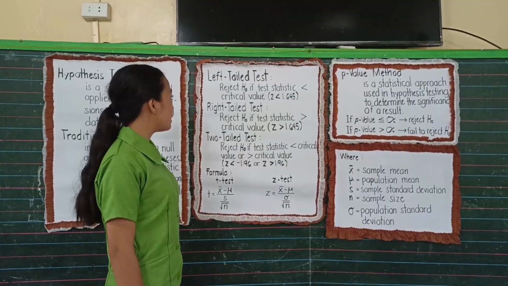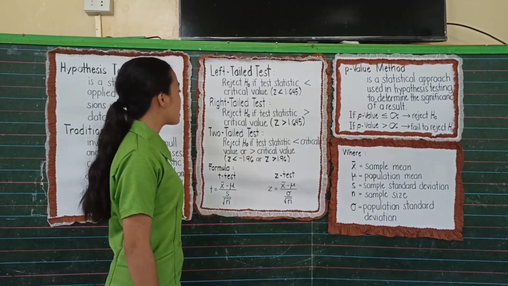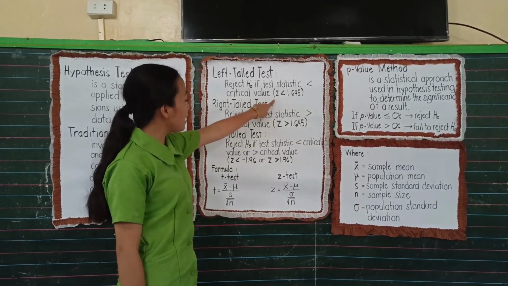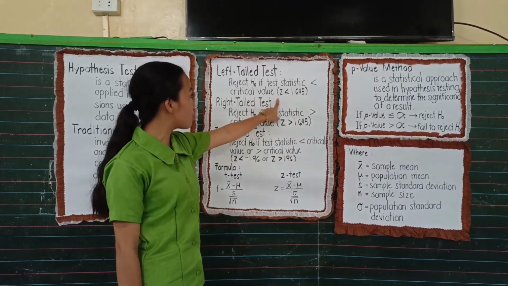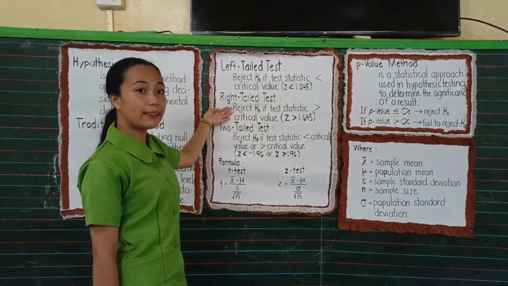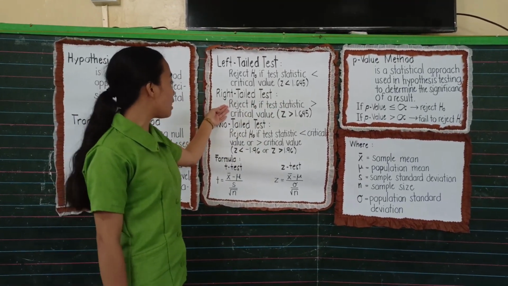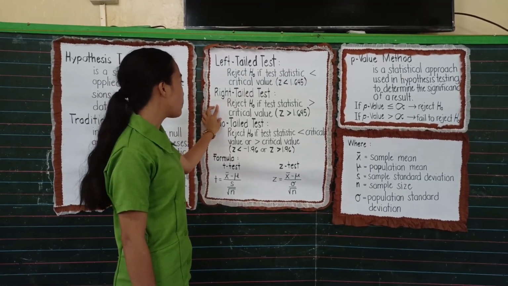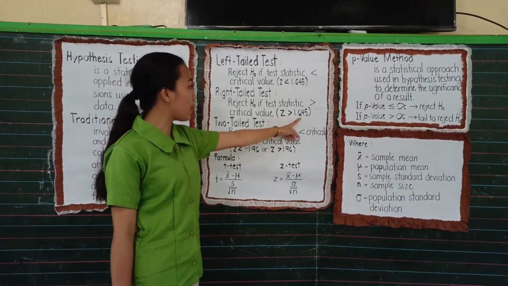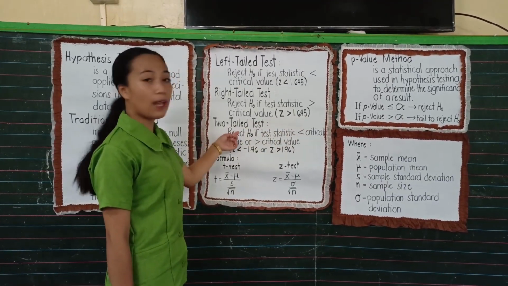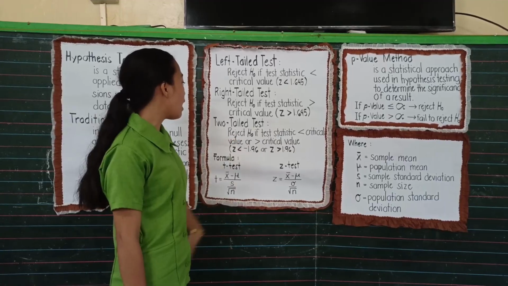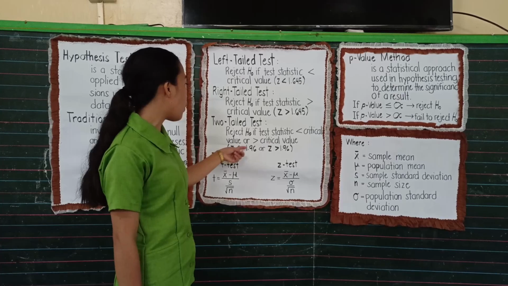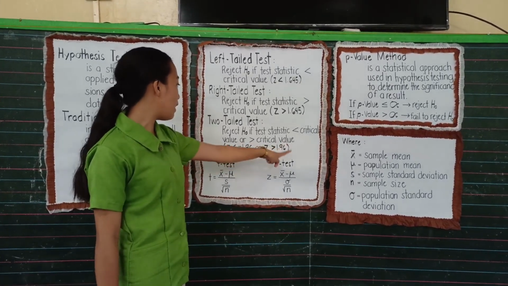Left-tailed test: reject the null hypothesis if the test statistic is less than the critical value, Z is less than negative 1.645. Right-tailed test: reject the null hypothesis if the test statistic is greater than the critical value, Z greater than 1.645. Two-tailed test: reject the null hypothesis if the test statistic is less than the critical value or greater than the critical value.